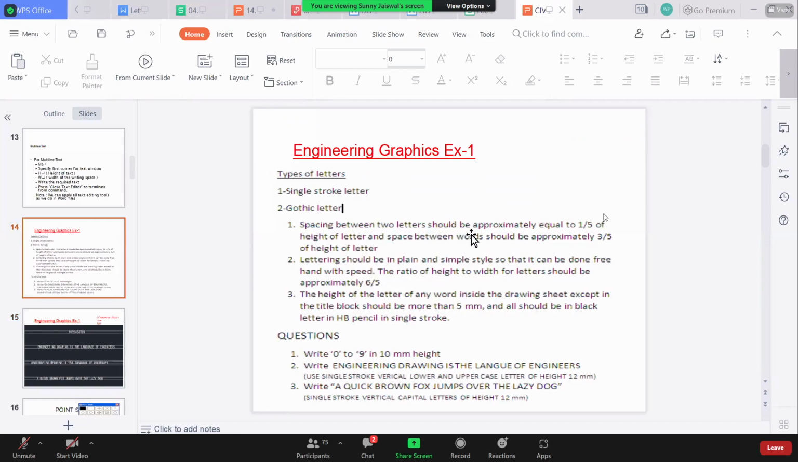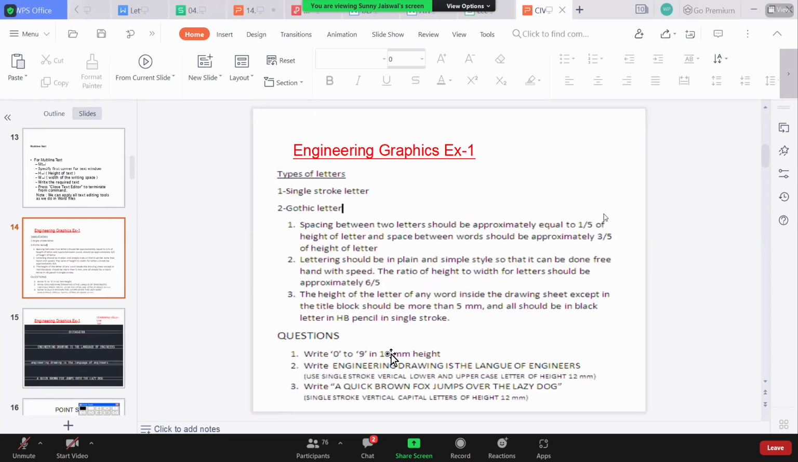Spacing between two letters should be approximately 1 by 5 of the height of the letter, and space between words should be approximately 3 by 5 of the height of the letter. Lettering should be in plain and simple style so that it can be done freehand with speed. The ratio of height to width of letters should be approximately 6 by 5.